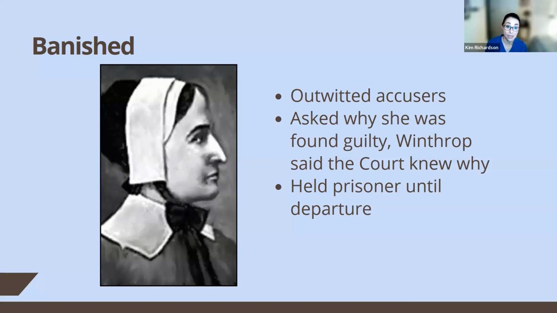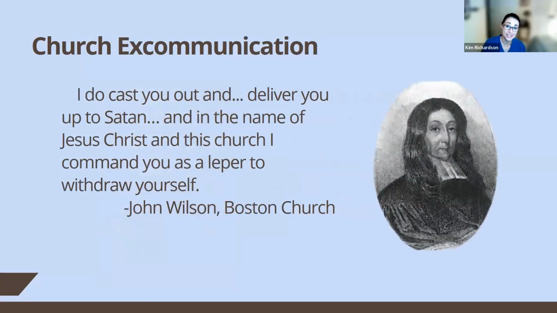She was held prisoner apart from her family. So she's got all these children, and she's not even allowed to be with them or take care of things at home. She is held prisoner apart from her family until she was able to travel to her banishment. She was also excommunicated from the church itself. John Wilson was the minister of the Boston Church.